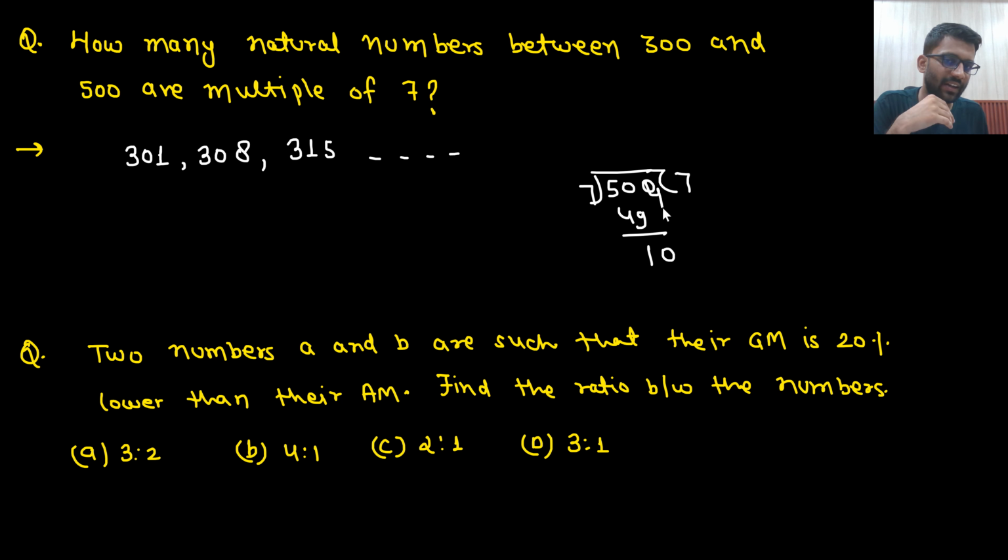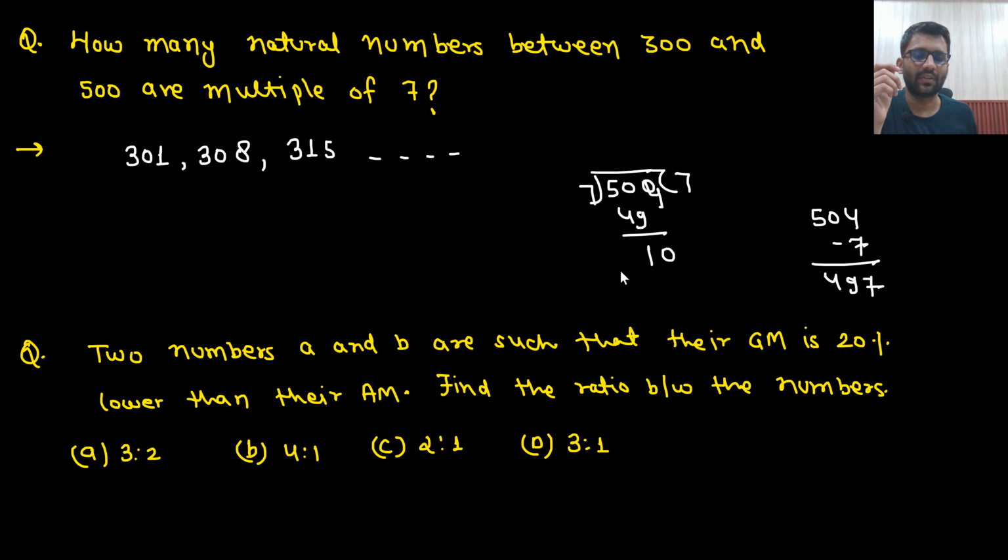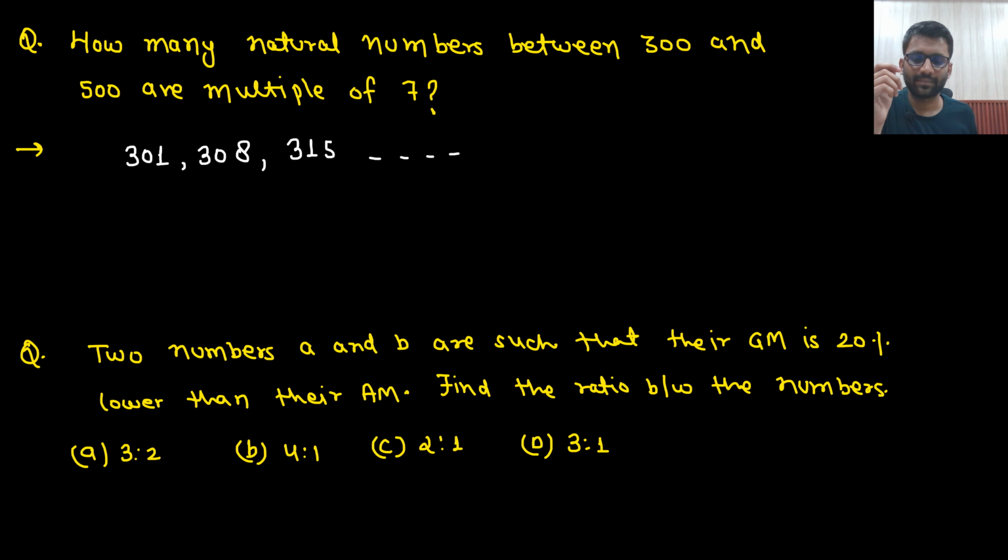If I need 4 here, that means it will be above 500. So 504 will be a multiple of 7, and minus 7 will also be a multiple of 7, right? 504 minus 7 will also be a multiple of 7. So that would be 497. So 497 is a multiple of 7. Right?